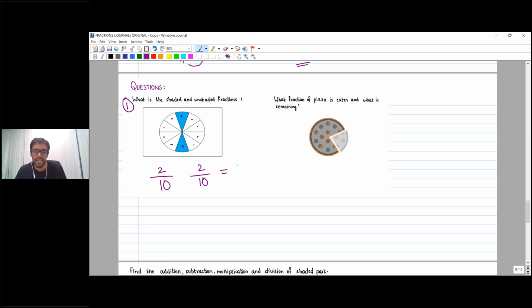So 2 by 10 can now be written, as you said, 1 upon 5. Yes, correct. So be careful about where to write the numerator and denominator. Okay.